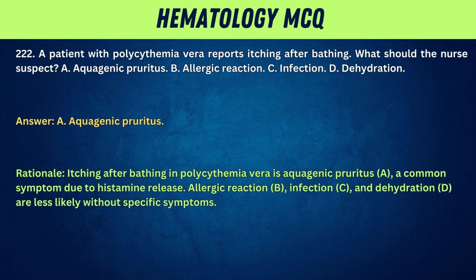222. A patient with polycythemia vera reports itching after bathing. What should the nurse suspect? A. Aquagenic pruritus. B. Allergic reaction. C. Infection. D. Dehydration. Answer: A. Aquagenic pruritus. Rationale: Itching after bathing in polycythemia vera is aquagenic pruritus, A, a common symptom due to histamine release. Allergic reaction, B, infection, C, and dehydration, D, are less likely without specific symptoms.